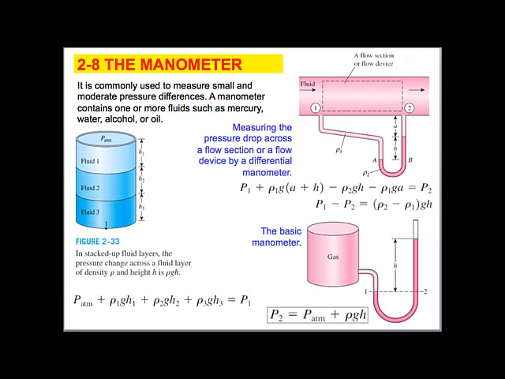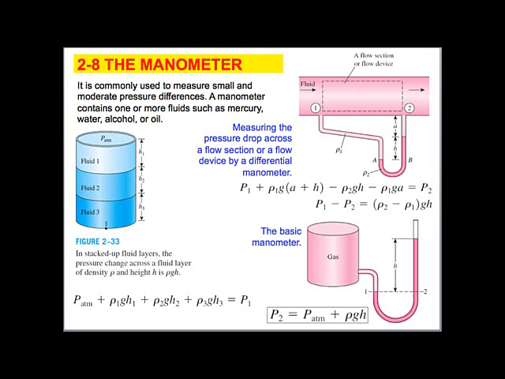Now, how do we take advantage of this pressure that we can measure? One of the tools that we use to measure pressure and to take advantage of this effect of pressure variation with depth or with more weight is the manometer. We can use the manometer to measure flow, so in an open system, or we can use a manometer to measure pressure in a closed system.